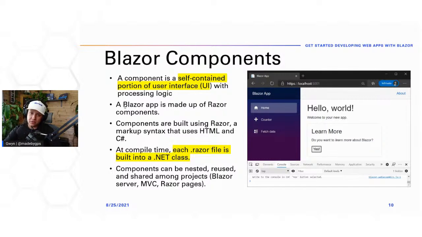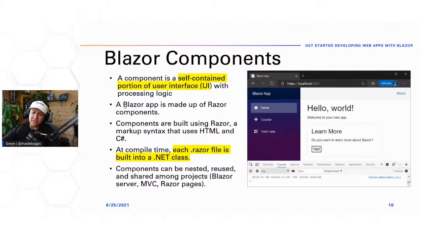In Blazor, we use something called Razor Components. You might have used Razor with MVC, Razor Pages, and such. But Razor is a syntax that utilizes HTML and C#. And we'll take a look at this when we dive into the demo. These Razor components have the extension of .razor. So at compile time, the .razor file is turned into a .NET class.